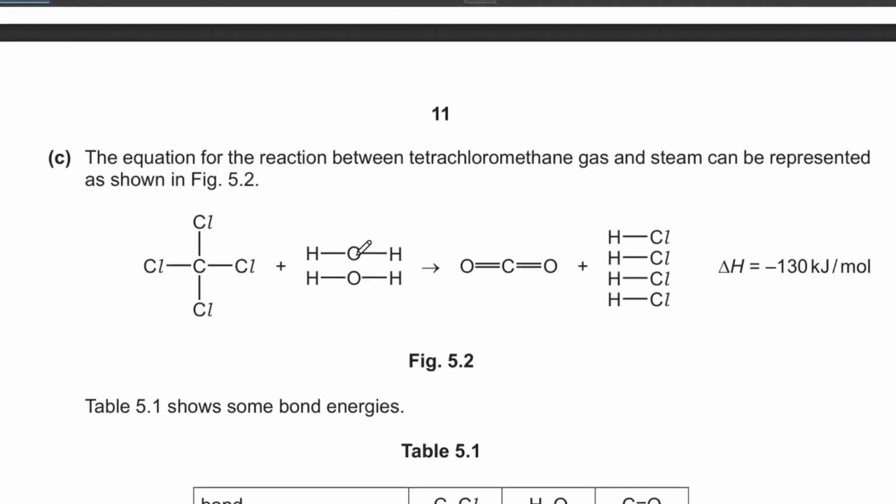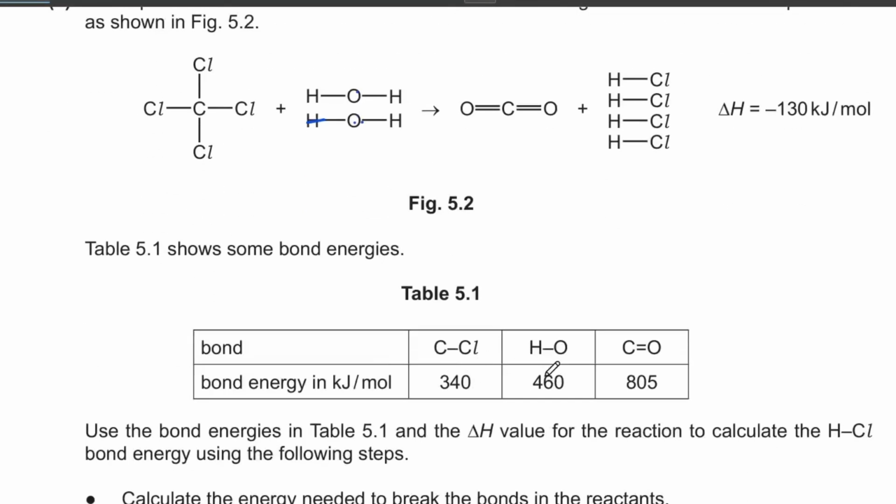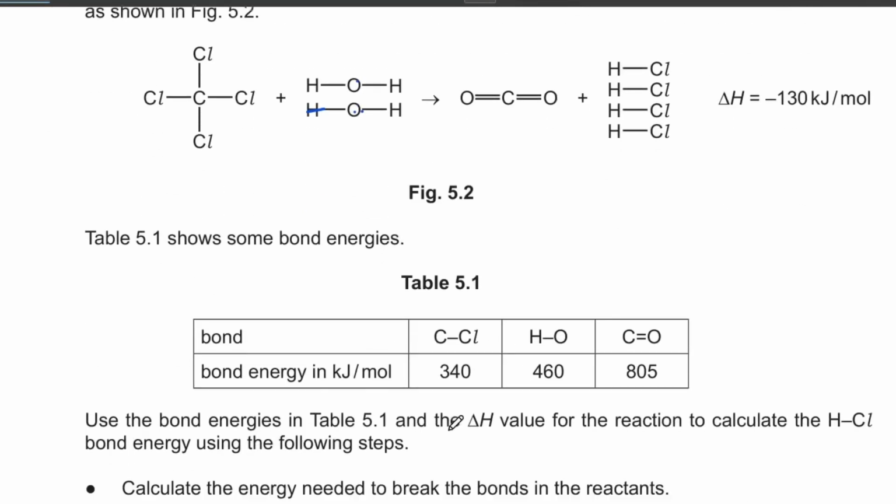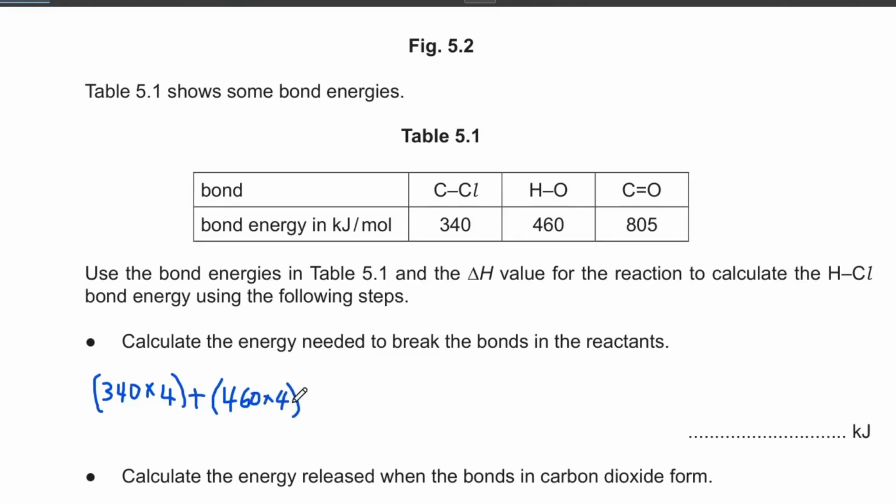Next, we have hydrogen oxygen. Now this hydrogen oxygen, how many are there? We have 1 hydrogen oxygen, 2, 3, 4. So it's also 4. And our hydrogen oxygen is 460. So it's going to be 460 multiplied by 4. So that's for the reactant. So this will now be equal to 3200.